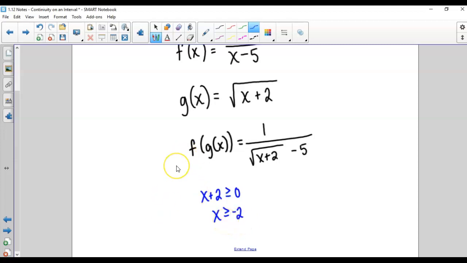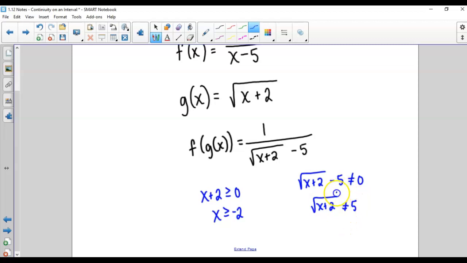So right away, we know that this is not going to be continuous because x has to be greater than or equal to negative 2. If I try to plug negative 5 into this equation, I'm going to get a negative under the square root, which is not real, so which is imaginary, so we can't deal with that. The other thing that we have to watch out for is that we can't have zeros in the denominator, so that denominator, square root of x plus 2 minus 5, the whole thing cannot equal 0. So that means that the square root of x plus 2 cannot equal 5.